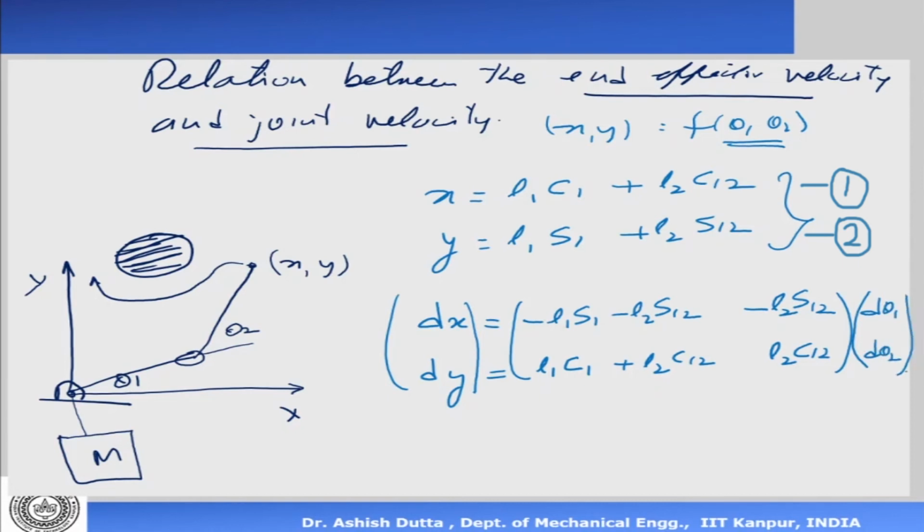Now you can write this as dx by dt also. That's fine. So first we are differentiating with respect to theta 1, then with respect to theta 2. So this is with respect to theta 1. This is with respect to theta 2.